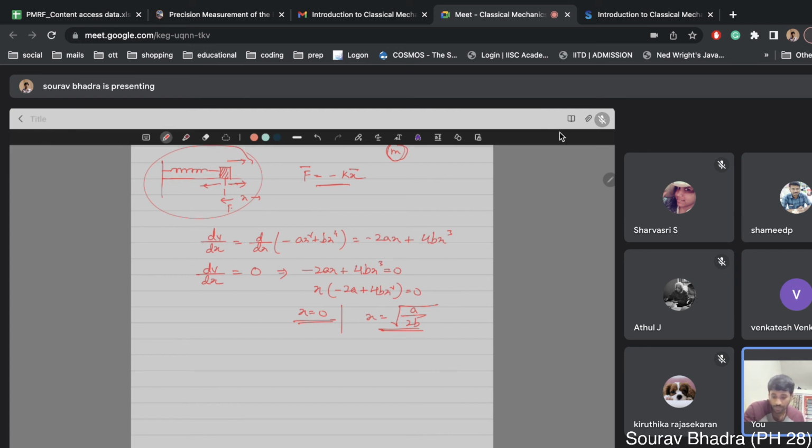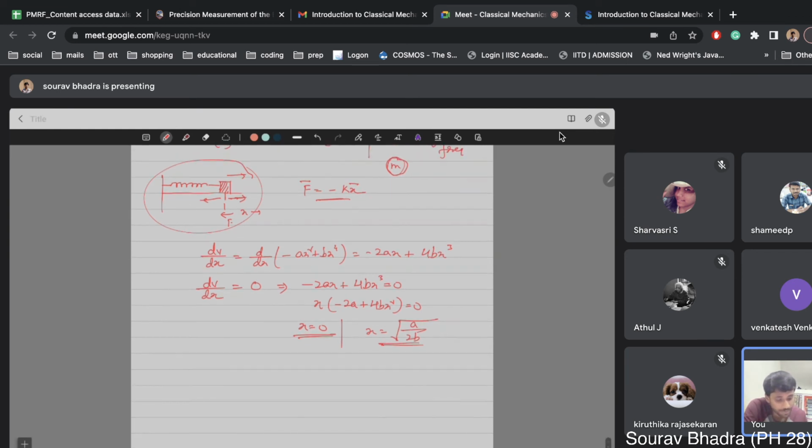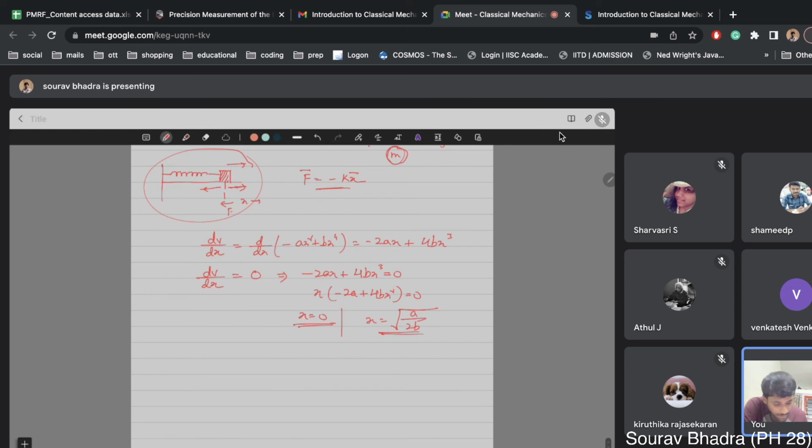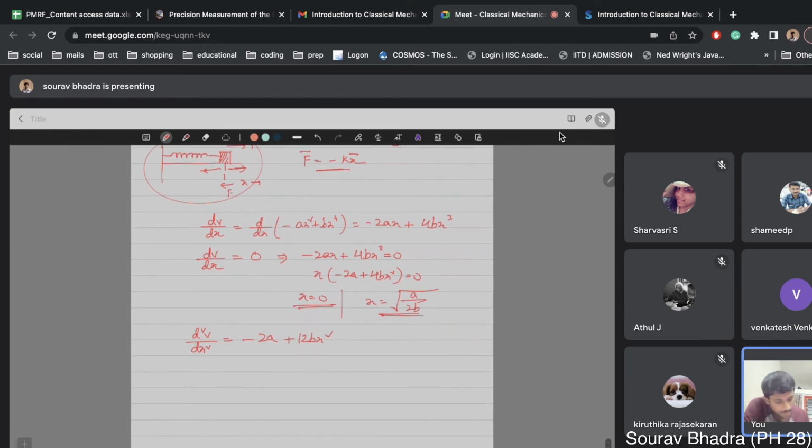So these are our extremum points. Now we have to find whether it is a stable equilibrium point or an unstable equilibrium point. Now that will come from d²V/dx². If we do this, I am not writing every step, it gives -2a + 12b x². Now if we put x equals 0 here, d²V/dx² is negative. That will give you the unstable equilibrium. So x equals 0 is unstable, there will be no oscillation around that point.